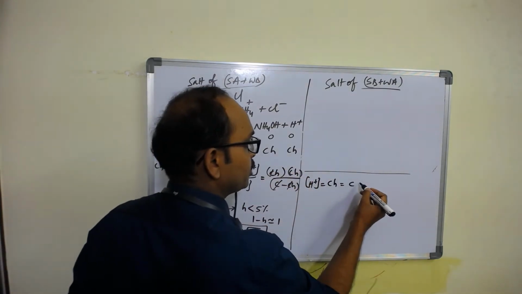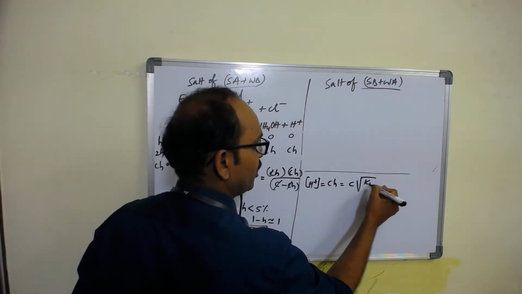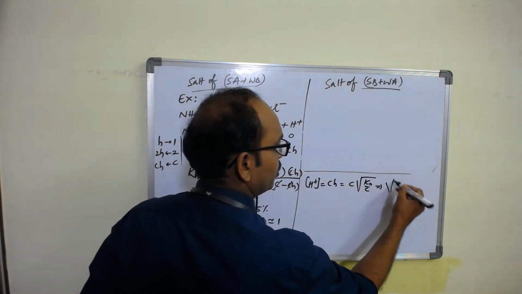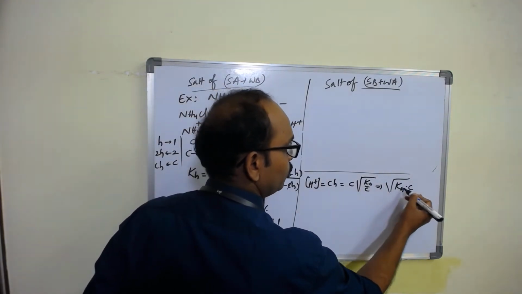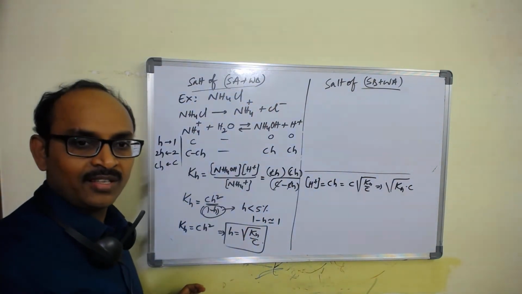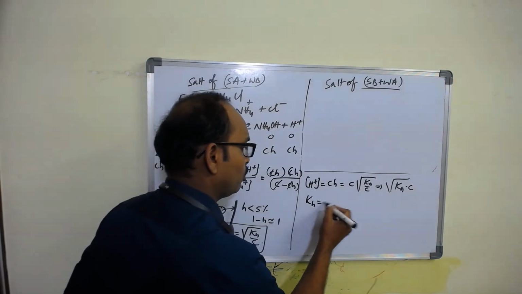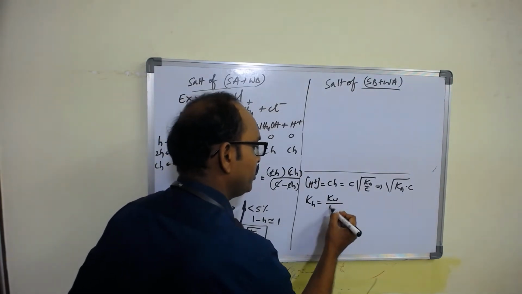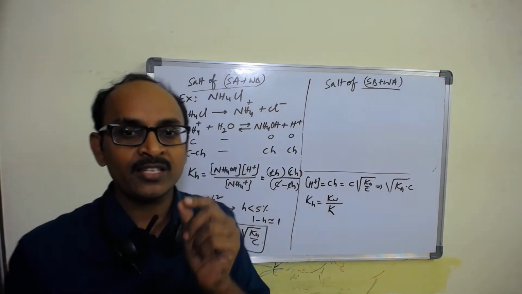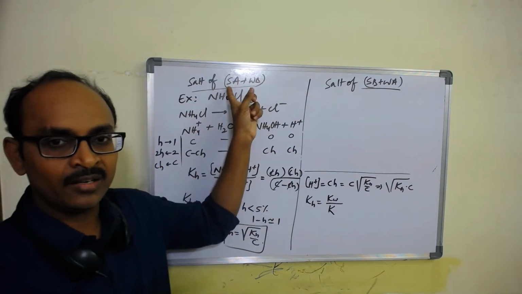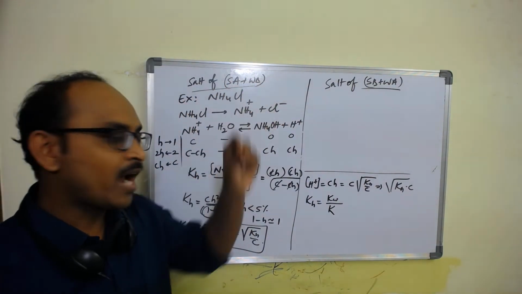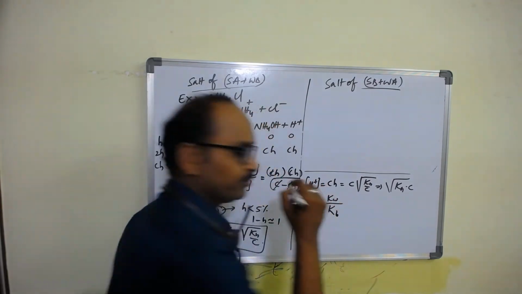CH, and CH value if I substitute square root of KH by C, this will come equal to square root of KH into C. Okay. And one more thing I have to add here for the KH. KH is equal to KW by the dissociation constant of the weak substance. What is the weak substance here? Base is the weak, no? So that constant will come Kb.